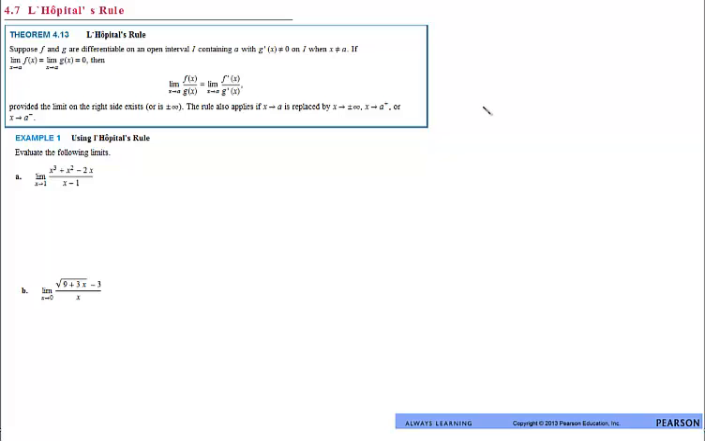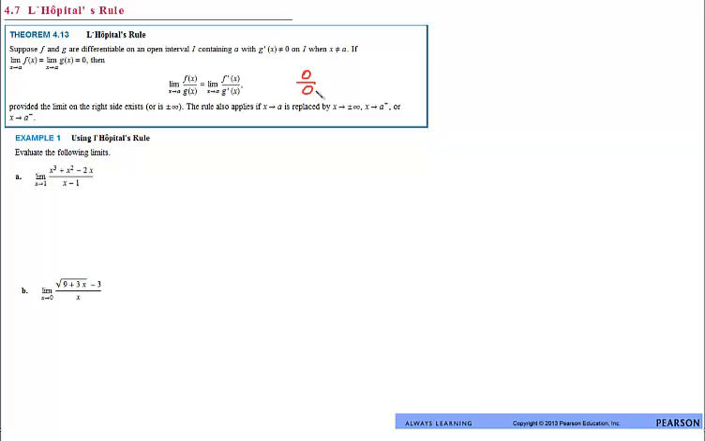In section 4.7, we will review our old friend, the limit. There are some limits that we couldn't do before, and with L'Hopital's rule, we will be able to find these limits. L'Hopital's rule is useful when you have what's called indeterminate forms. So when you're looking for a limit and you get some sort of 0 over 0, we will be able to use L'Hopital's rule.